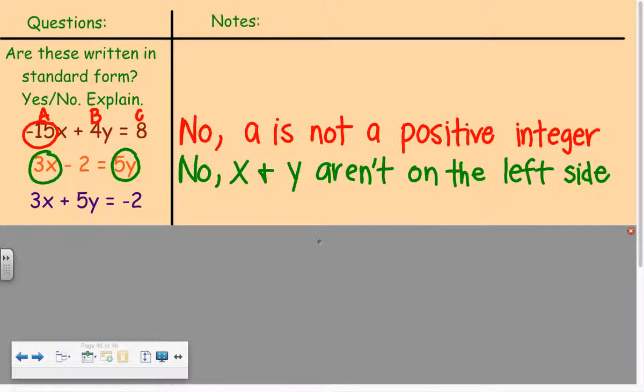3x plus 5y equals -2. Well, x and y are on the left-hand side, so that one is right. 3 is a positive integer, so that one is good. B and C, so the 5 and the -2, are integers, so that one is right. And there aren't any fractions or decimals, so this one is yes.